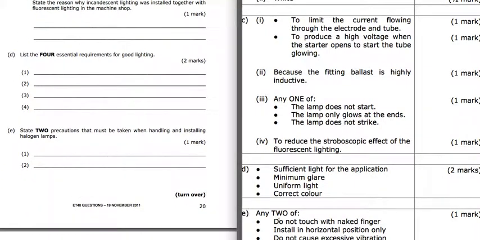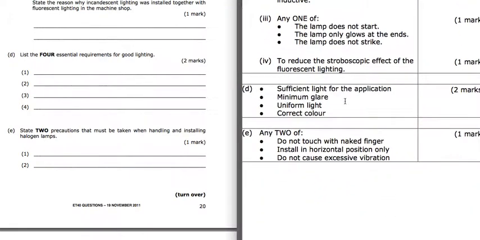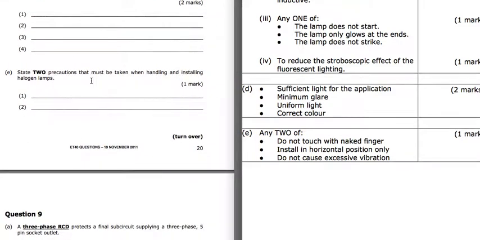4 requirements for good lighting. So sufficient light for the application, minimum glare, a uniform light, and the correct color. 2 precautions when handling and installing halogen lamps. So halogen lamps we shouldn't touch with our hands, with our fingers. They should be installed in the horizontal position only, and we shouldn't cause too much vibration to them.